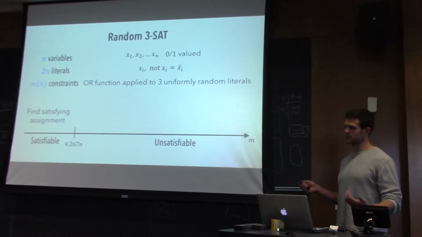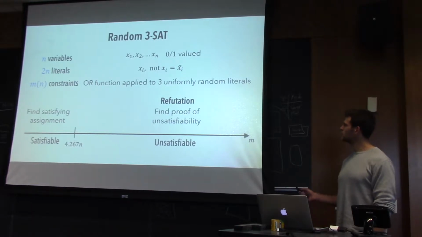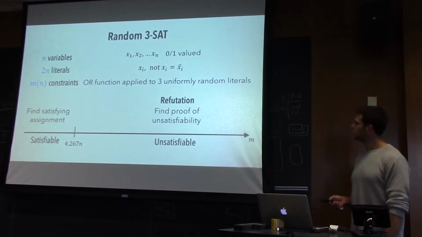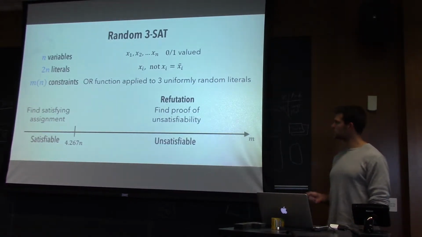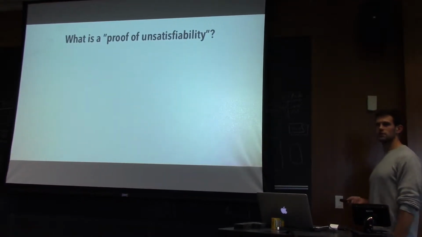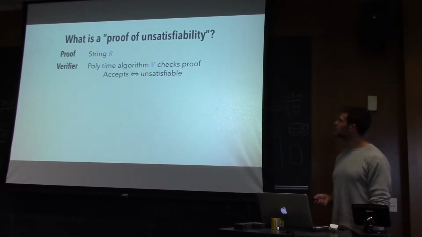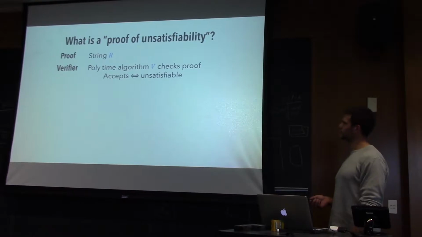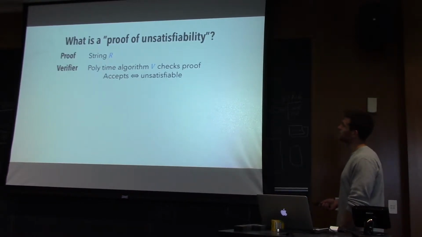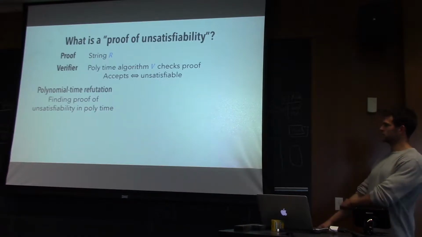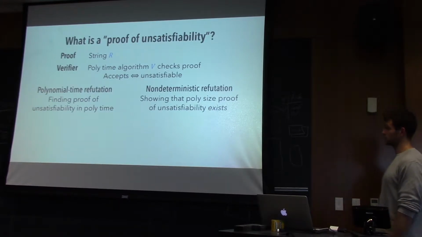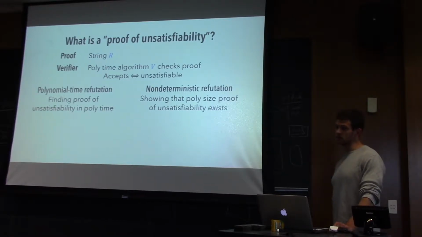So here, the natural thing to do is to find a satisfying assignment. Over here is refutation, the problem I want to talk about, which is to find a proof of unsatisfiability. And we will be sticking over here for the rest of this talk. So what's a proof of unsatisfiability? Well, it's some string and some verifier, some check that this proof is correct, and you should accept it if and only if your instance is actually unsatisfiable. So polytime refutation is to find a proof of unsatisfiability in polytime. You can also ask about non-deterministic refutation, which is showing that some poly-size proof of unsatisfiability exists, even if you can't actually find it efficiently.